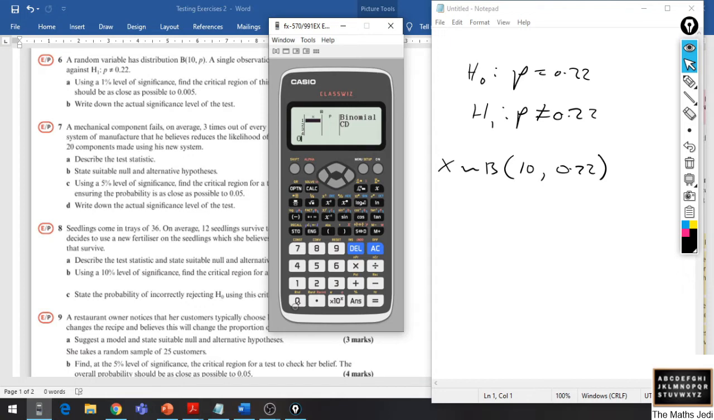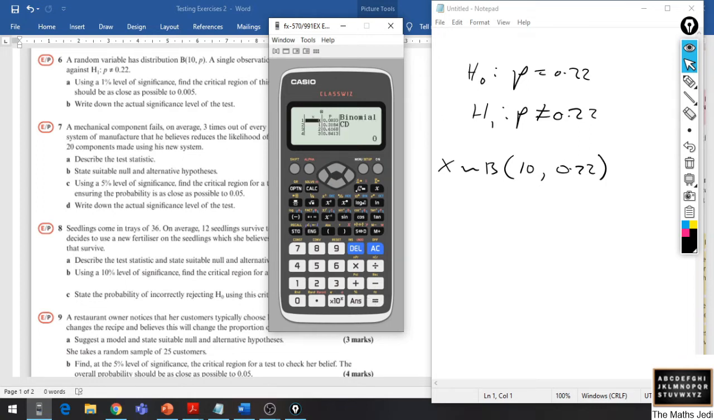So I'm going to put 0 in. I'm going to put 1 in. Let's look at the whole distribution as a whole. 2, 3, 4, 5. We can put the whole lot in because it's quite small. 7, 8, 9, and 10. The distribution will be 10 and 0.22. Press equals. Okay, so there's quite a lot going on here.